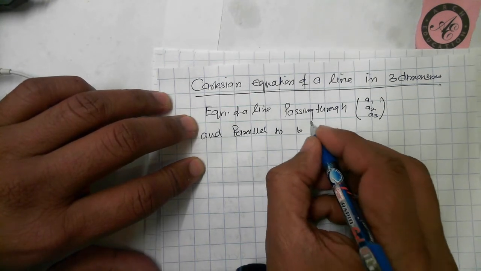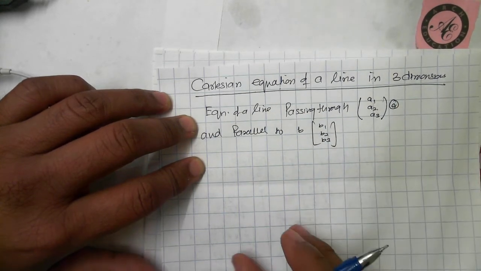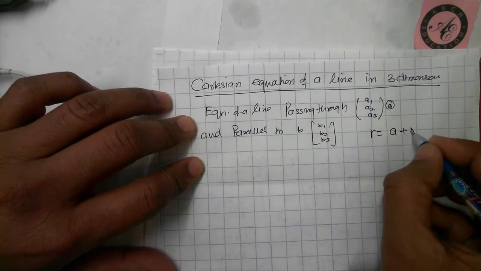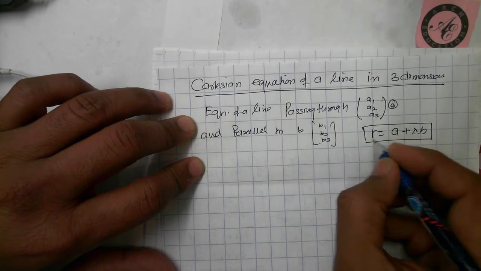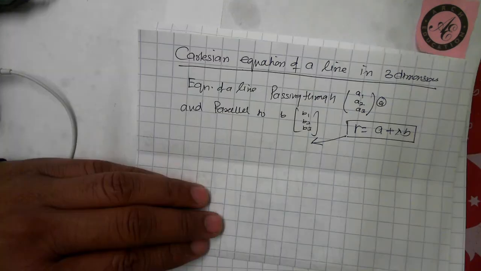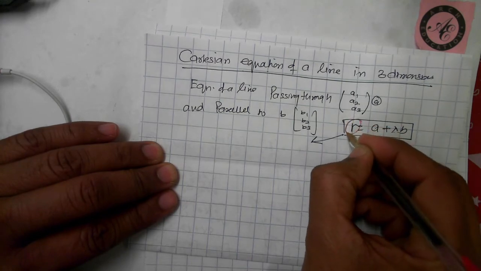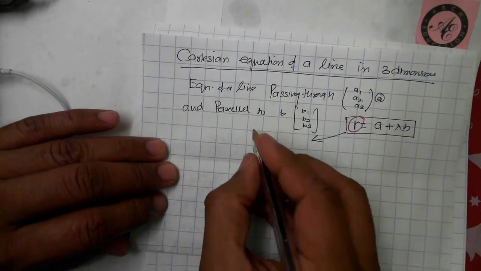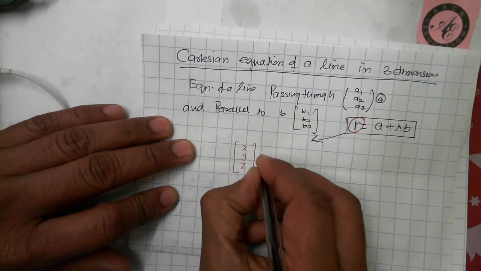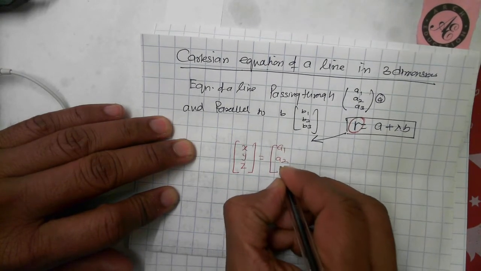This is vector a. So the vector equation would be r equals a plus lambda b, as we learned. Let's see how we change this into Cartesian. This is something which you need to memorize and learn very well. In vector form, r is the position vector of a moving point; in Cartesian form the moving point is (x, y, z). That's a general point, isn't it? So r equals a, which is (a1, a2, a3), plus lambda (b1, b2, b3).